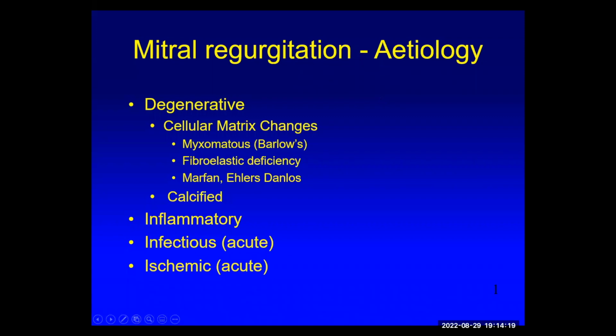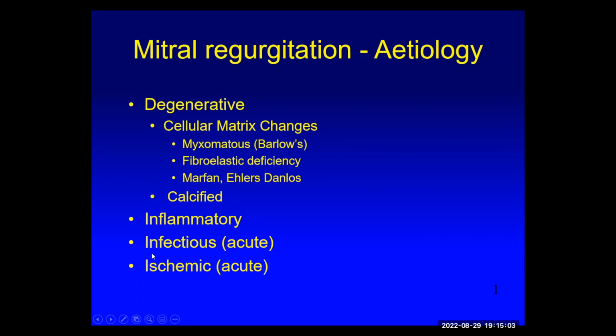It has different etiologies. It can be degenerative due to cellular matrix changes, which varies from the initial stage, let's say fibroelastic deficiency, where tissues are becoming thin and then eventually they snap, elongated. We have myxomatous disease, what is called Barlow's valve type, and I'll show you some pictures of that, it's quite impressive. And obviously we have the known elastic syndromes, if I can call them that, Marfan, Ehlers-Danlos, and so forth. We also have calcification that can cause mitral regurgitation by not allowing the leaflets to move as flexibly as they should. And from there on, we have inflammatory processes.